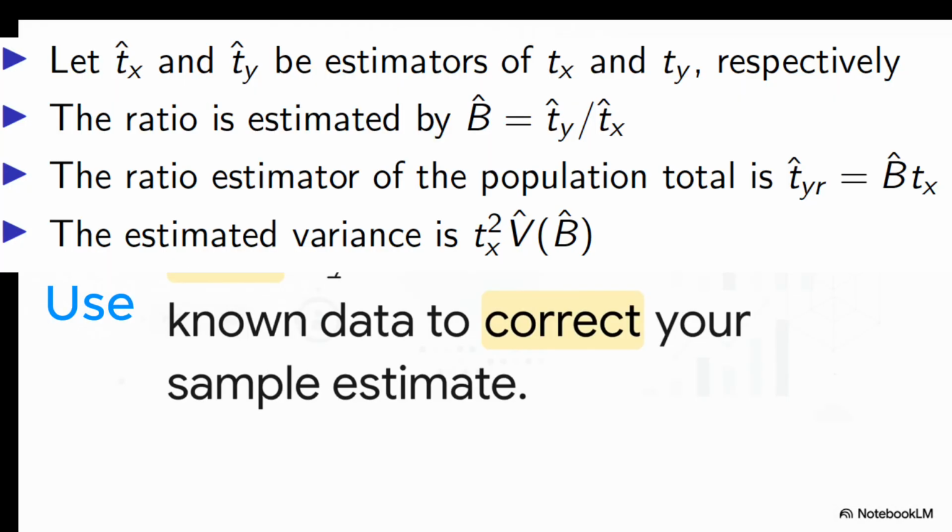Let's just walk through the logic here. It's pretty cool. First, you use your sample to get estimates for both your main variable, Ty, and that extra variable, Tx. The ratio of those two gives you B. That's your estimated ratio. So in our example, it's the average number of beds per hospital in your sample. Then, and this is the magic step, you take that sample ratio, B, and you multiply it by the known population total of your extra variable, Tx. And boom, that gives you TYR, your new improved ratio estimate for the total number of beds. You're basically correcting your sample's finding based on some known ground truth information.